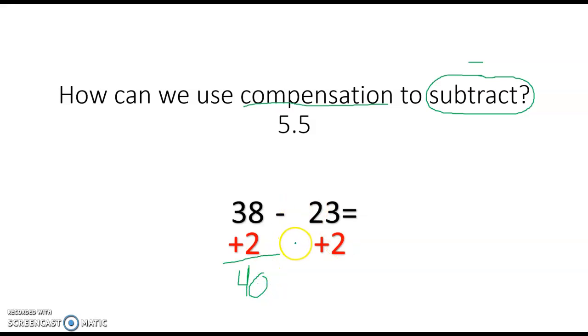Well, to make it fair, if I'm giving 2 to this number, I also have to give it to this number. So 23 would become 25. And it just makes it easier because I'm working with a 10 now. And we know that 10s are easier to work with.